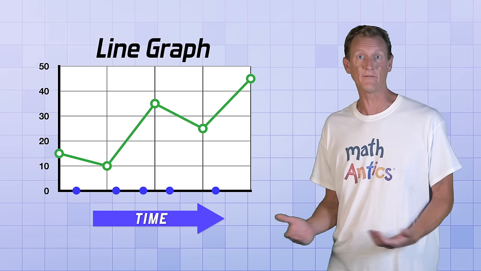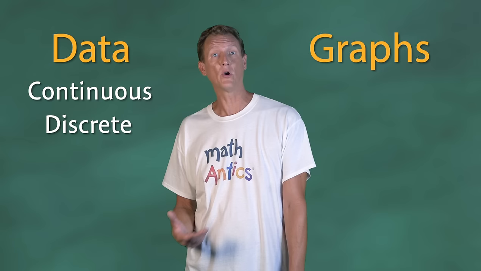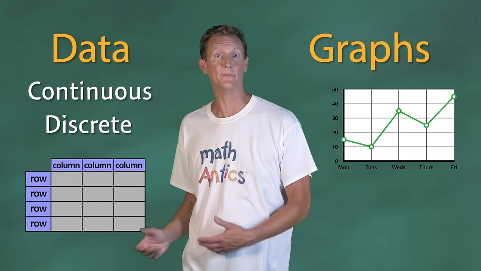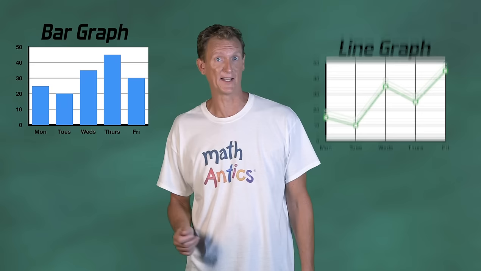All right, so now you have a basic idea of how data and graphs work. You've learned about continuous and discrete data and how it's organized using data tables. You've also learned how data can be displayed on graphs to make it even easier to understand. As I said, there are many different types of graphs, but for now, just make sure that you understand how to interpret bar graphs and line graphs.